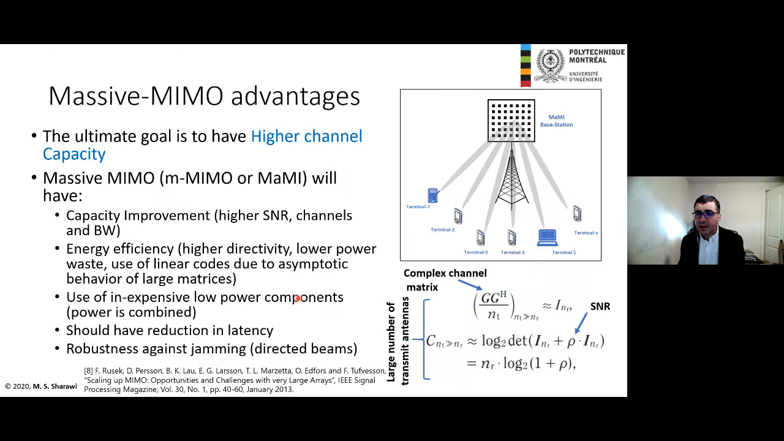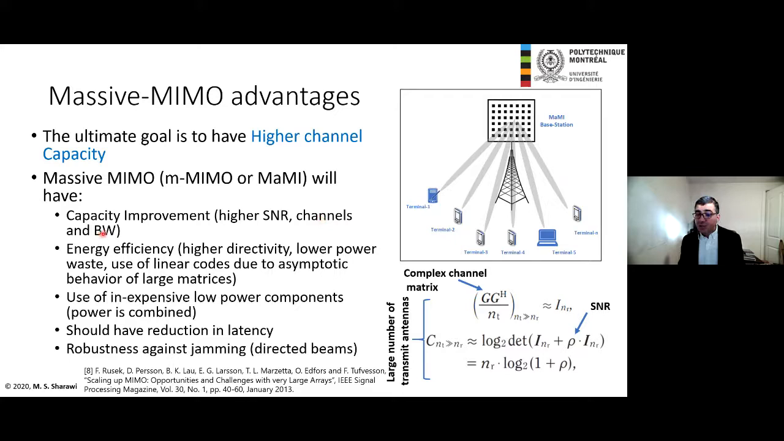The second thing that we want to talk about under the MIMO umbrella is the massive MIMO. Massive MIMO has several advantages. And when we talk about massive MIMO, we're talking about very dense antenna arrays that are capable of producing multiple simultaneous beams so that you can serve multiple users with dedicated beams. So usually this massive MIMO is realizable at the base station side, not at the user terminal side, because we cannot put a lot of antennas on the user terminal. But the advantage of this massive MIMO technique is that we can have noticeable capacity improvement because of the higher SNR, the dedicated channels, and the available bandwidth.